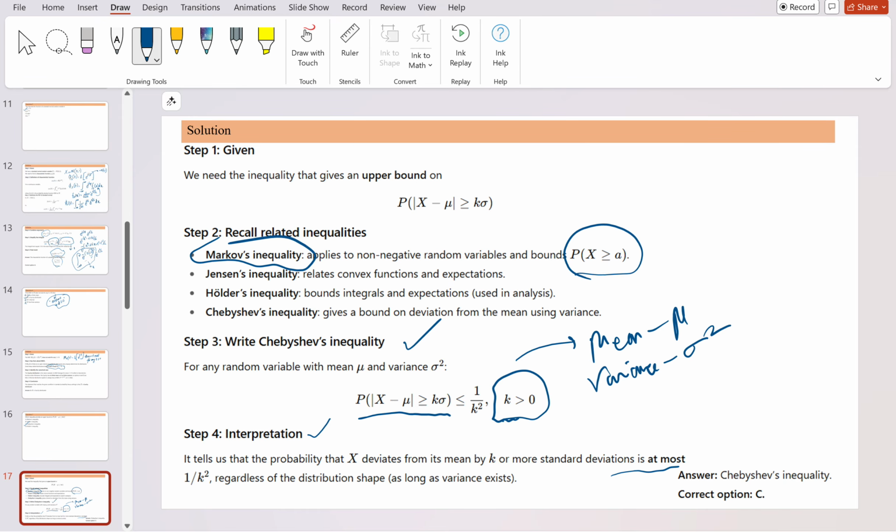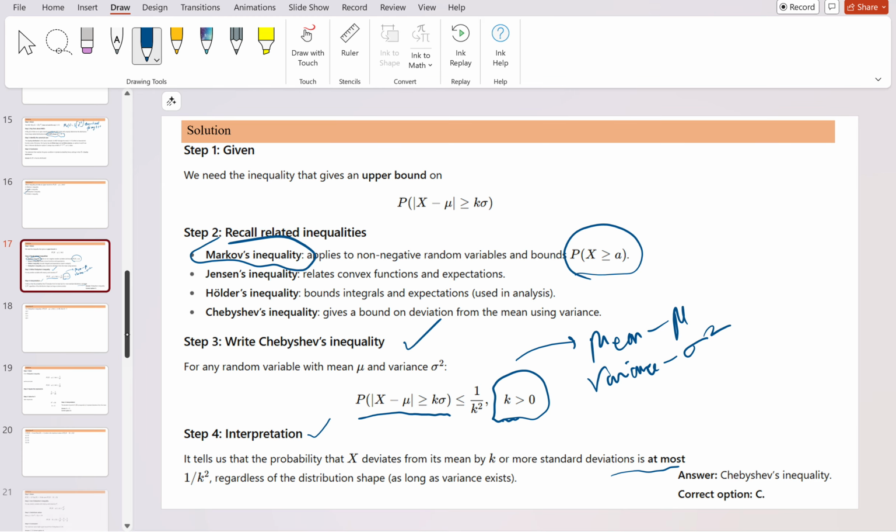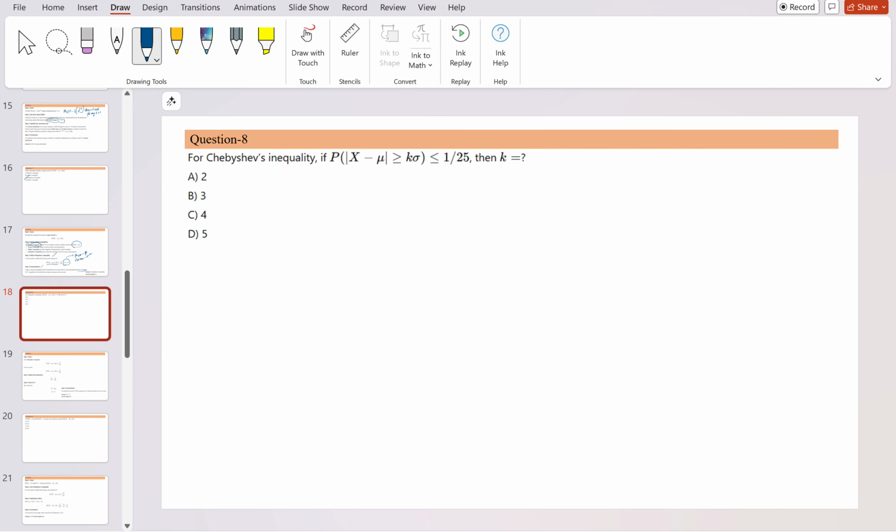So the correct answer will be Chebyshev inequality, option C. Let's move forward and try to solve this problem. Here also it is stating that when you have the Chebyshev inequality and the probability of |x minus mu| is greater than or equal to k sigma is less than or equal to 1 upon 25, then k is equal to what? It's an easy problem we have already seen in the inequality part. Just try to solve and find out the value of k.